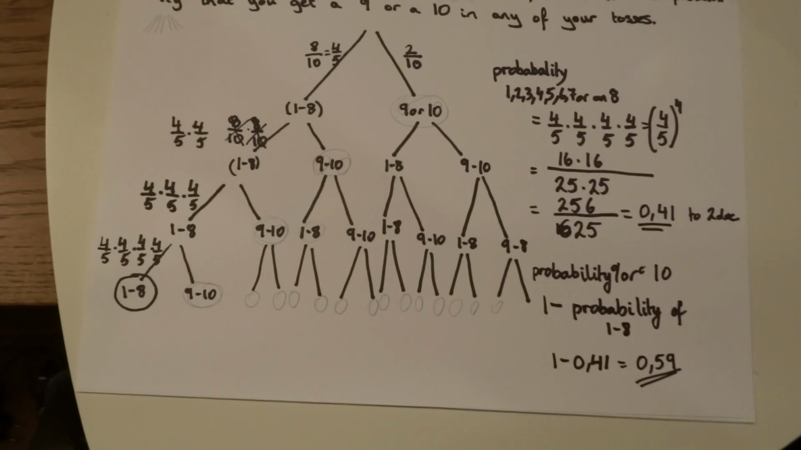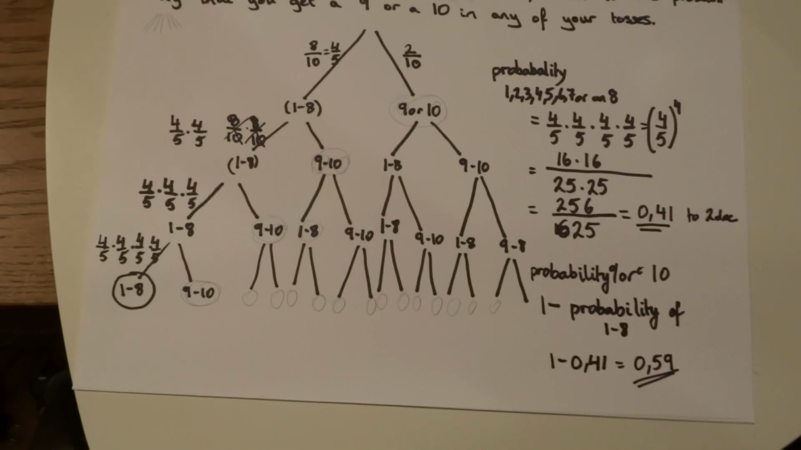Let's do a little check. 0.59 plus 0.41 is going to give us 1. So now we know the probability of that, and you are done and ready. So the probability when you toss a dice 4 times of getting a 9 or a 10 is actually 0.6.